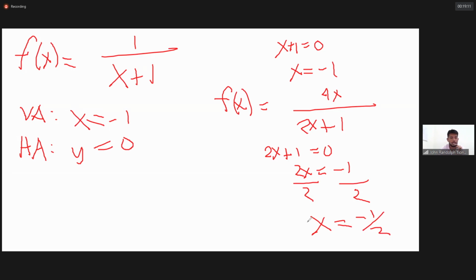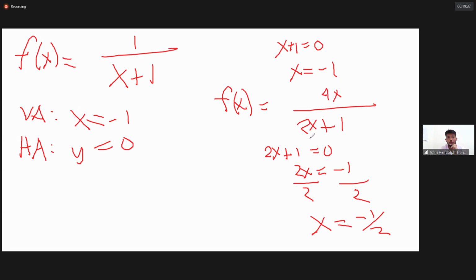So that's our vertical asymptote, x equals negative 1/2. Okay. Now how about our horizontal asymptote? How to get the horizontal asymptote? Okay. To get the horizontal asymptote, look at the degree of your x. They are just the same, right? The same lang tayo sa numerator at saka sa denominator.